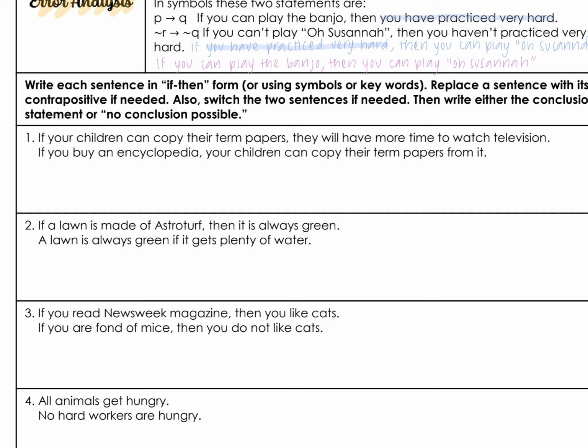Okay, so to clarify what that means, because a lot of people mix this up with the converse. Like I said, we're not using the converse. What they're saying here is instead of it being sentence 1, we can make it sentence 2. And that's what they're talking about with switching the 2 sentences. Then we'll write whether we were able to come up with a conclusion or not. And if there is a conclusion, we should be writing out what it's saying.